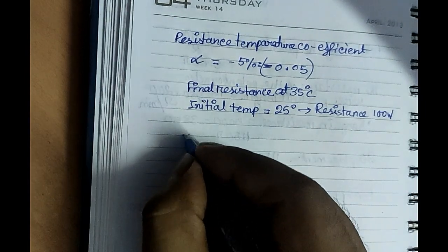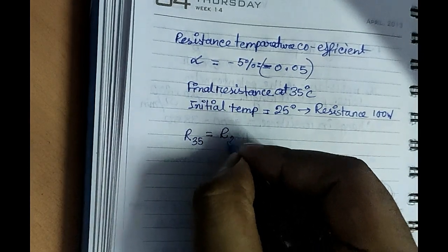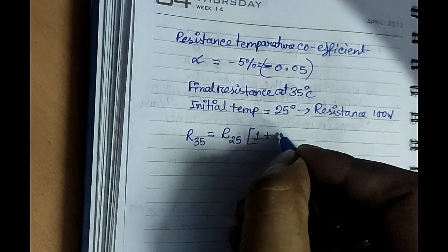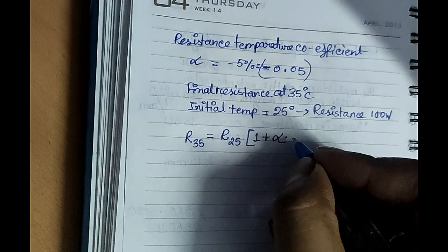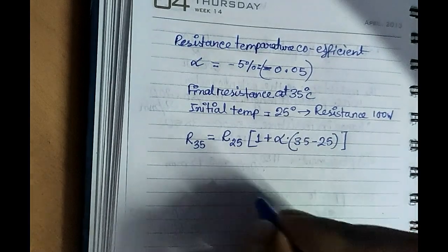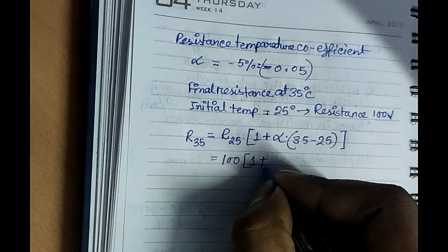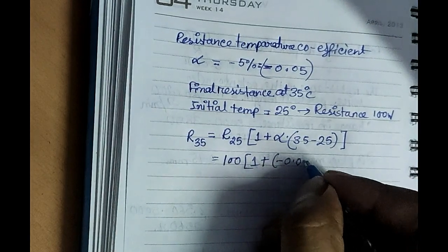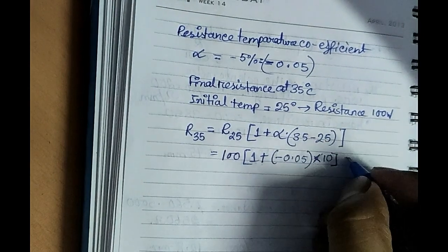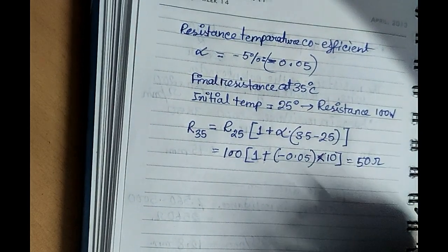So R35 equals R25 times 1 plus alpha times (35 minus 25). By solving, it will be 100 times (1 plus (minus 0.05) times 10). So the answer will be 50.